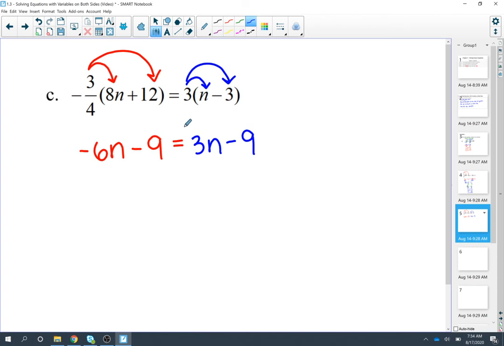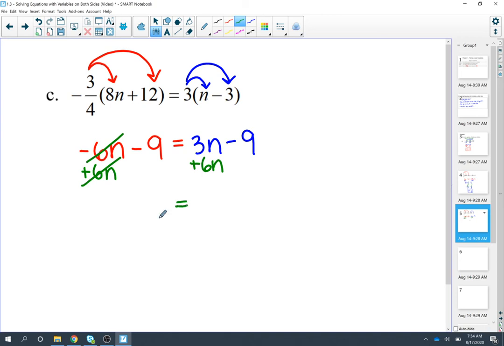So now I want to get all my variables to one side, all of my numbers to the other. Do you guys remember that conversation we just had about trying to keep your variables positive? 3n is positive on the right. So I personally want to keep him here. So I'm going to bring the negative 6n. I'm going to do the opposite. I'm going to add 6n. That way my n's remain positive.